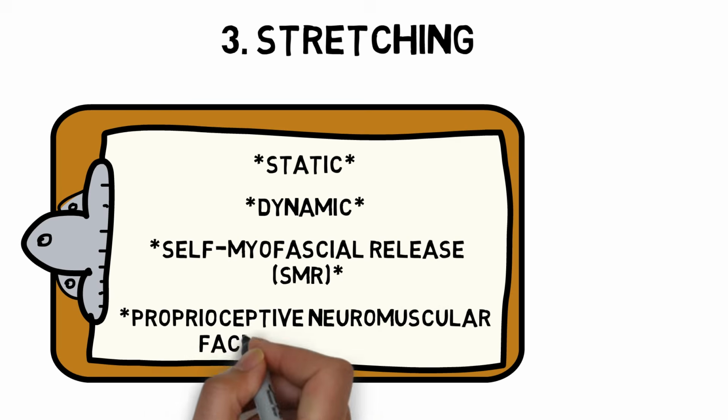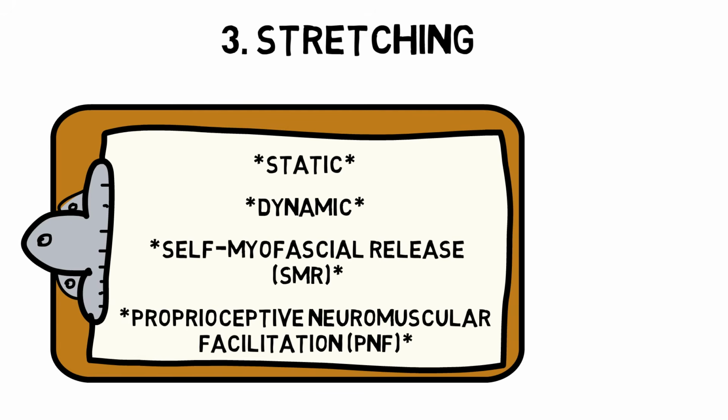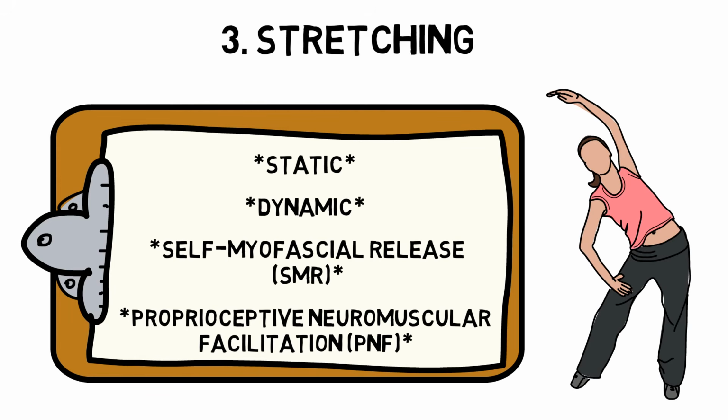Proprioceptive neuromuscular facilitation is a form of flexibility training that inhibits the stretch reflex to allow the muscle to stretch beyond its protective range. When the muscle is first stretched, the muscle spindles are activated, which trigger the stretch reflex. This means the muscle is contracted to prevent it from overstretching.